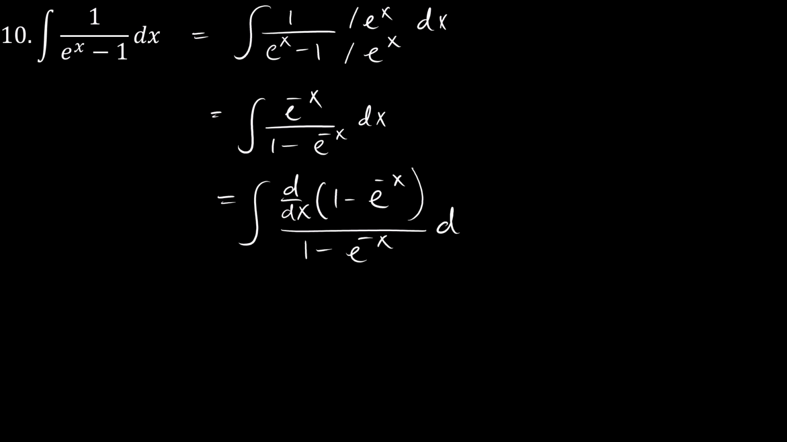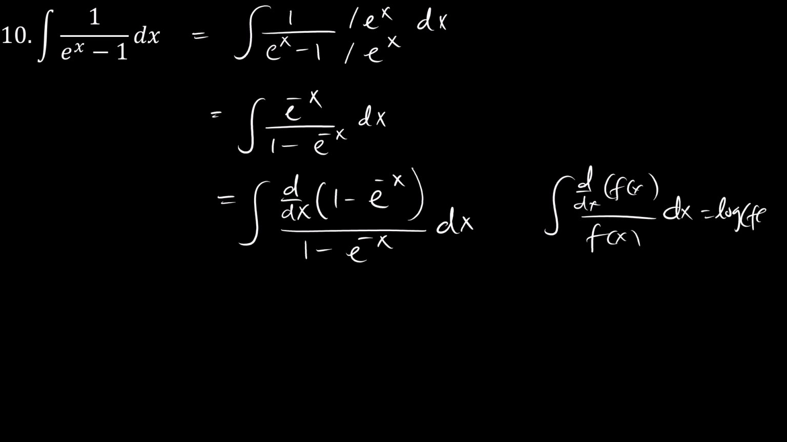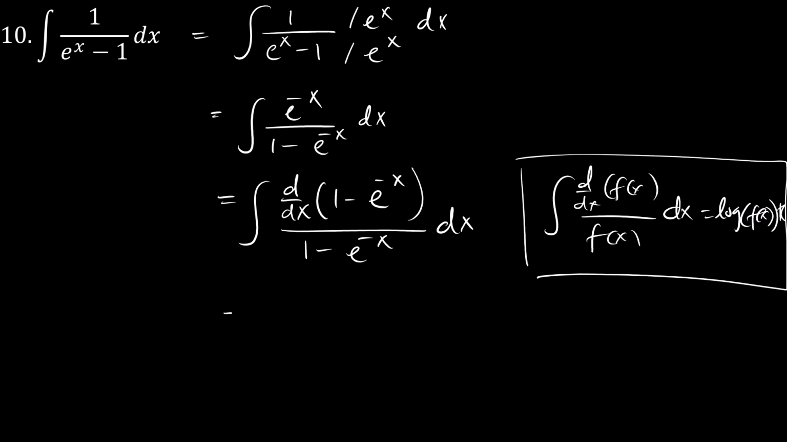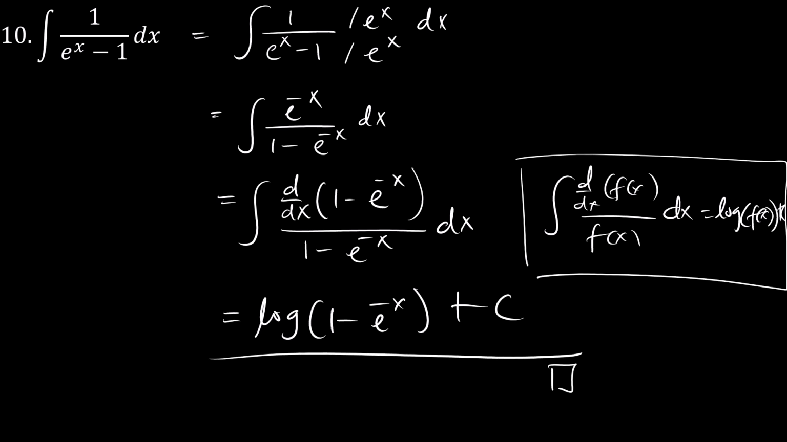And as we had seen previously, if you have an integral of the derivative of a function f(x) over f(x), if you integrate that, it's the same as the log of f(x) plus c. So this means that our problem here becomes the natural logarithm of 1 minus e to the power negative x plus the integration constant. And that is our answer, ladies and gentlemen.